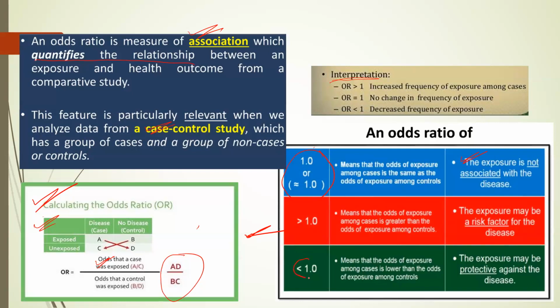Then if the odds ratio is less than 1, it means that the numerator is lesser than the denominator. That is, the incidence of disease amongst the exposed individuals is lesser than the disease incidence in the control group. In other words, the exposure or the risk factor is protective. That's the reason why it's resulting in a lower incidence of the disease. Is that clear?